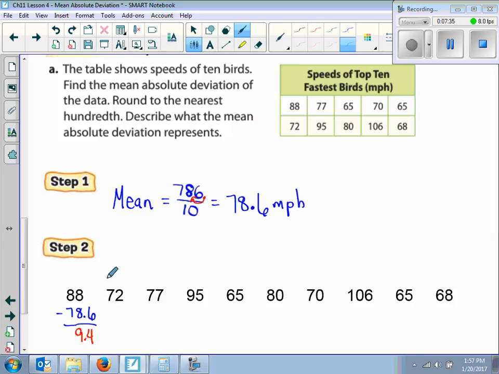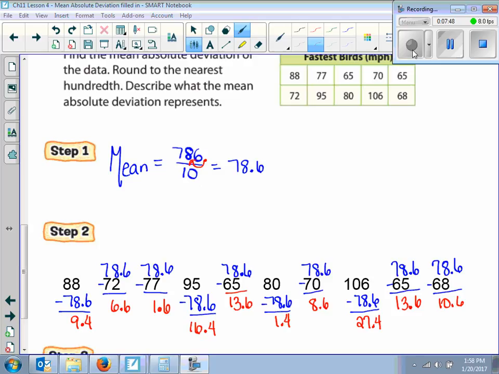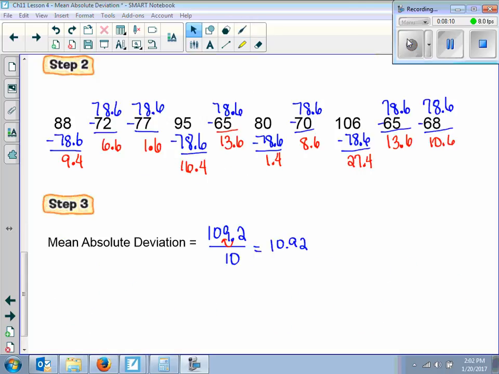All right. And then for the next one, we have 72 and 78.6. So this one, we're going to subtract 78.6 minus 72, which gives me 6.6. Very good. And then there's the rest of your data. We are just subtracting each data value from the mean to get the differences between the two.